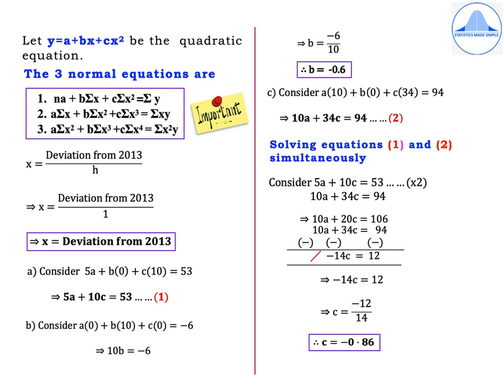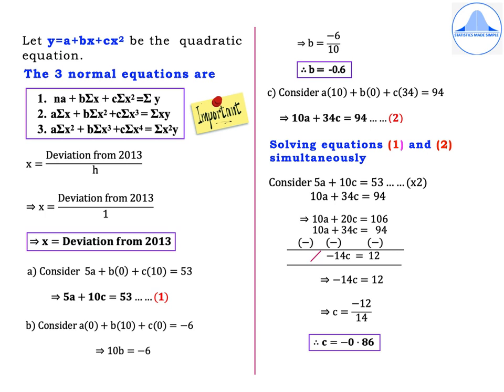Next, write the formula of x when n is odd, that is deviation from the middle year divided by h, which is deviation from 2013 divided by h, and h is the difference between the years, which is 1. So we get x is equal to deviation from 2013 divided by 1, which implies x is equal to deviation from 2013. Now, take each year and subtract it from 2013, and we calculate the x values in the table, and we get -2, -1, 0, 1, and 2.